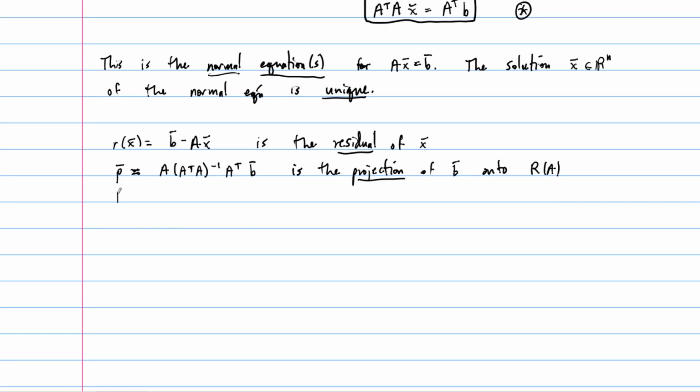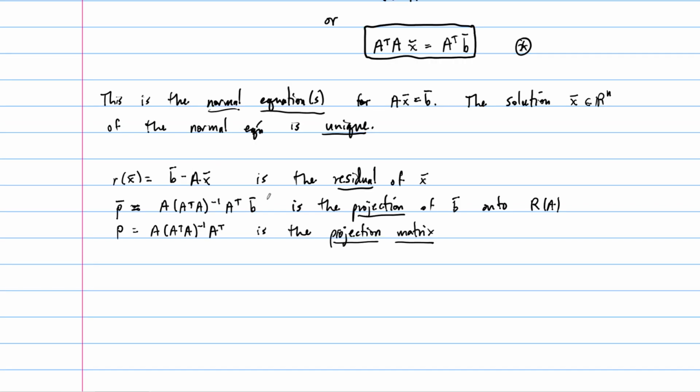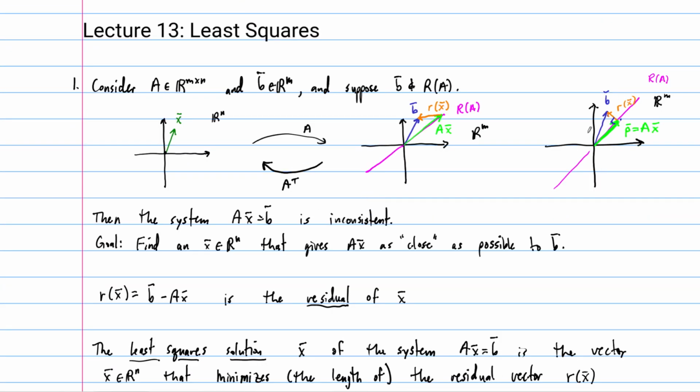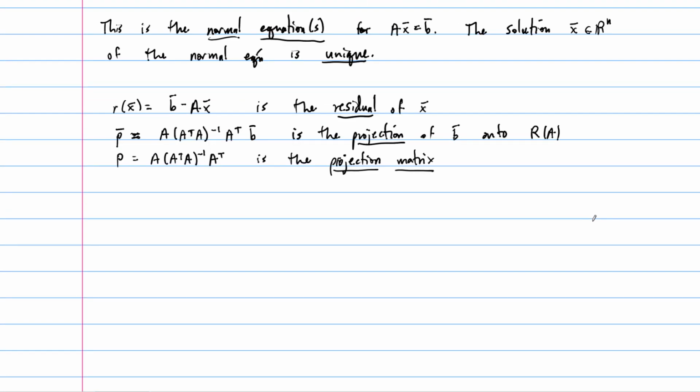Then the matrix itself is important. This capital P with no hat on it is just the matrix A times (A transpose A) inverse times A transpose. This is the projection matrix, and we'll see that it's an important matrix. You can use it to multiply any vector in Rm and project it onto the image space of the matrix A. The matrix P will take any vector in Rm and find its projection onto the image space of A, and that's useful for many reasons.